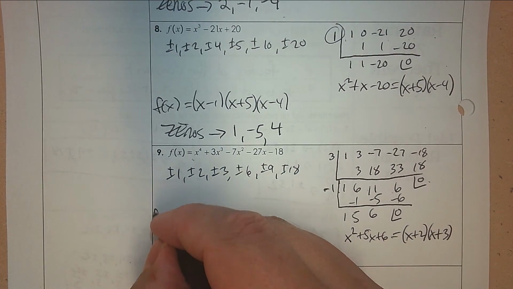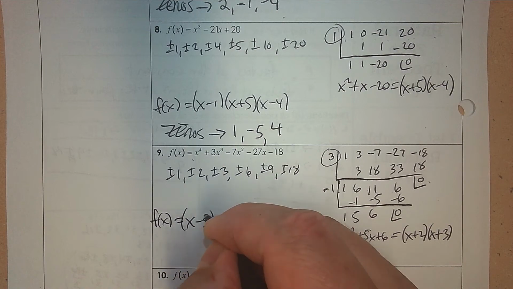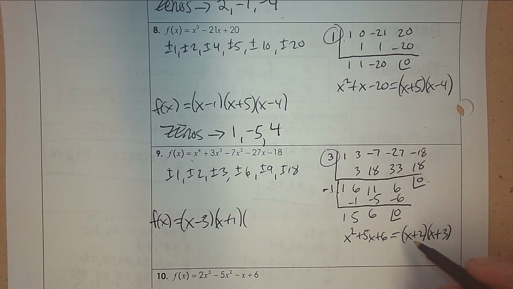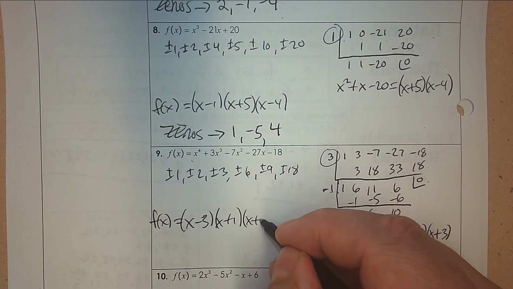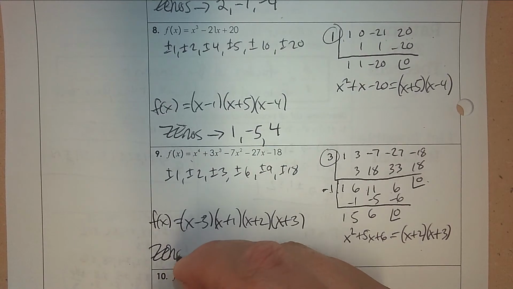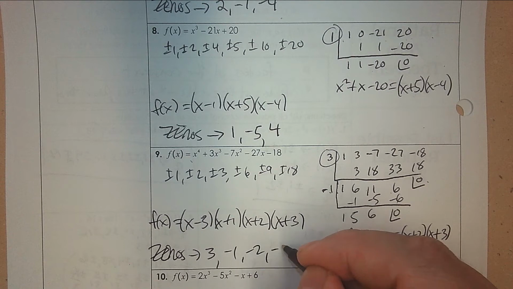So now I can completely factor it. So positive 3, the factor is x subtract 3. Negative 1, it's x plus 1. And then I have x plus 2 and x plus 3. So that means the zeros are 3, negative 1, negative 2, and negative 3.